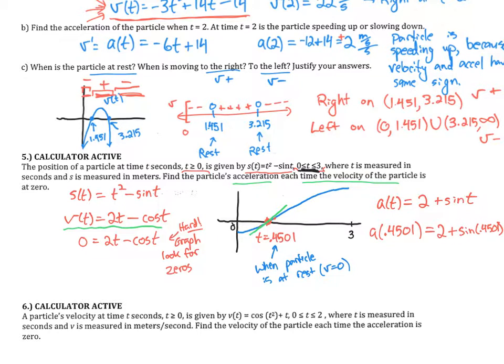Okay, and if I use a little bit of prediction here, this slope is a positive slope, so hopefully this means that my acceleration should be positive, some positive number, after I plug in 0.4501 in for my t. So let's see. So acceleration at 0.4501 would be equal to 2 plus sine of 0.4501, and we get 2.435.